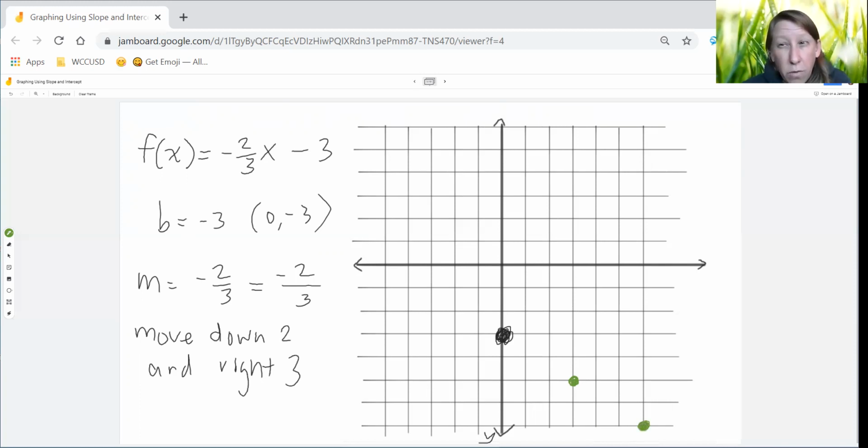Now if you're really on top of this, you could also move from here up 2, left 3, because that's going to stay lined up. Up 2, left 3 also is -2/3. All right, you can think about that.